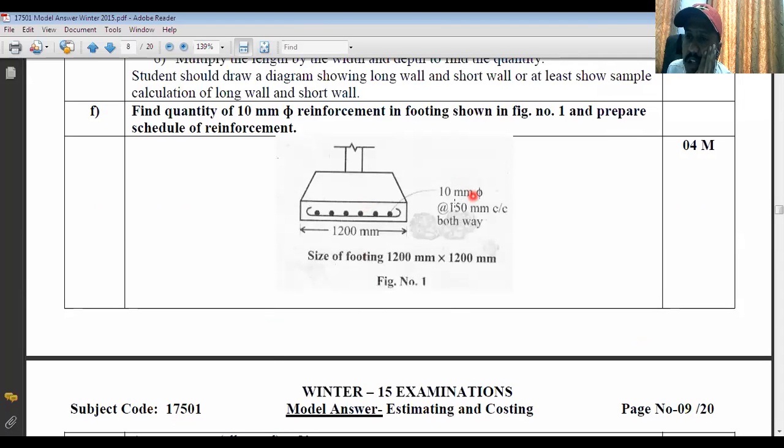Okay, 10 mm diameter bar at 150 mm center to center both way. This sentence is very important: both way. That means along the shorter span, they are using the 10 mm bar, which is placed at 150 mm center to center. And in the longer direction, that is along the longer span also, they have used the same bar, that is 10 mm diameter bar, placed at 150 mm center to center.